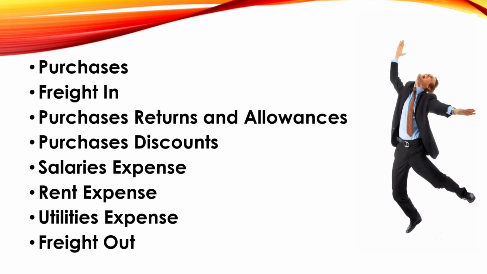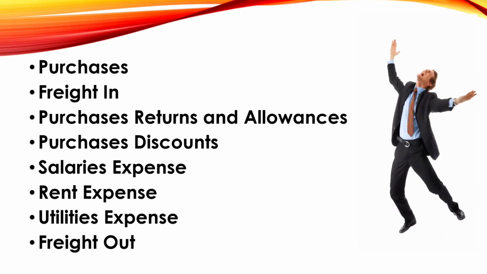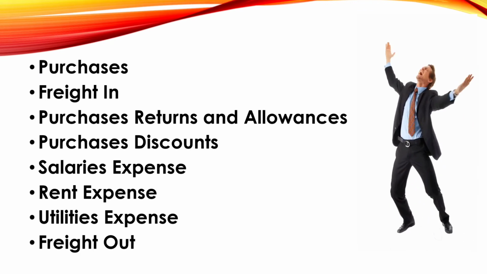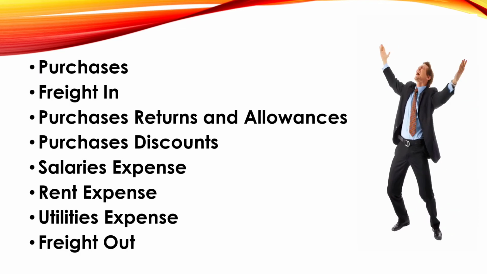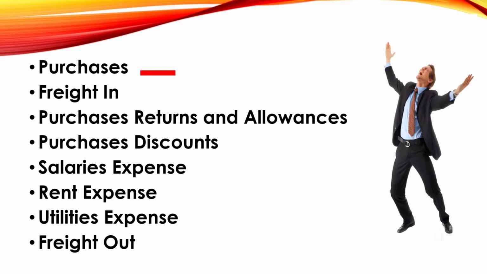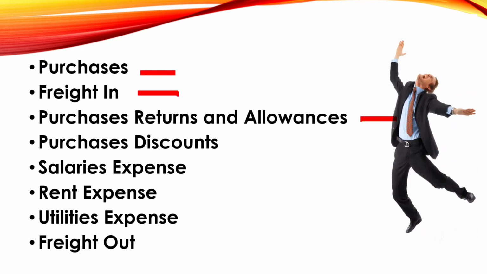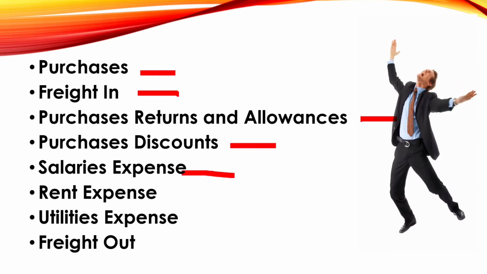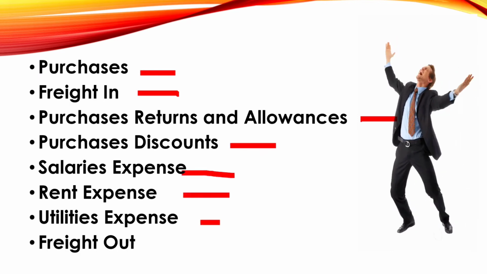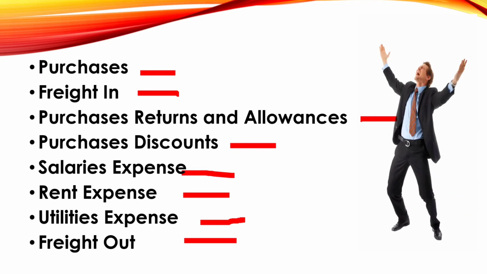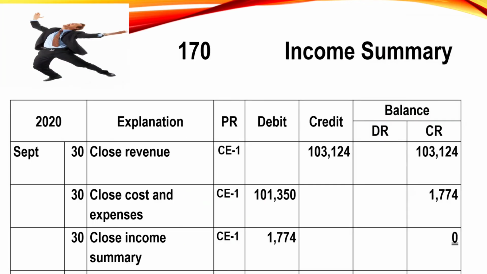So, these are the other accounts that we bring to 0. I will not show them, so that we can save time. These are the other temporary accounts: purchases, freight in, purchase returns and allowances, purchase discounts, salaries expense, rent expense, utilities expense, and freight out. Okay? I want you to check the closing entries again.